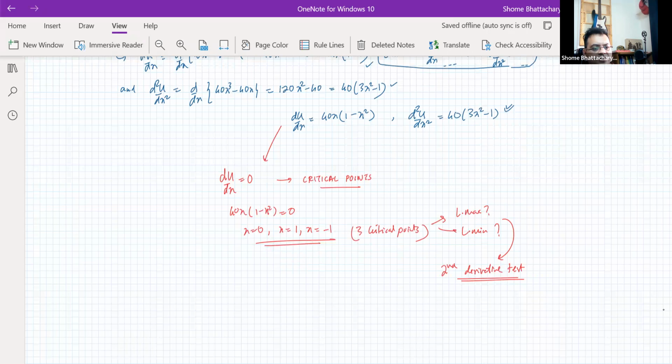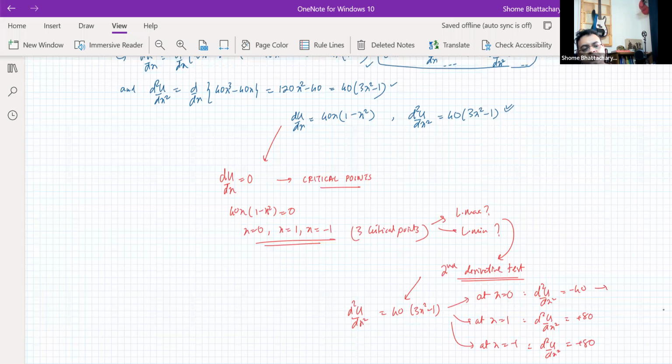Okay, so second derivative test, let's look at it. d2U by dx square in general we saw is 40 into (3x square minus 1). So therefore we can see at x equal to 0, d2U by dx square is minus 40. At x equal to 1, d2U by dx square is plus 80. So it's positive. And at x equal to minus 1 also, it's positive.